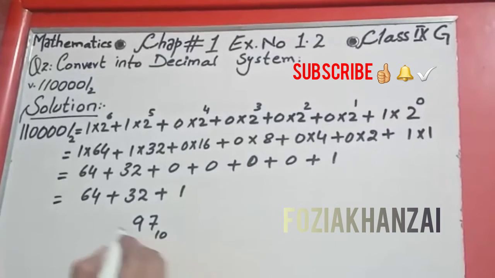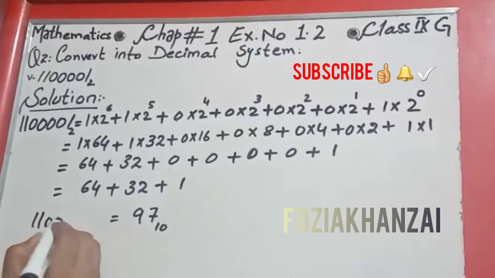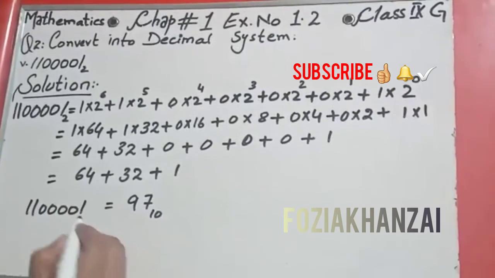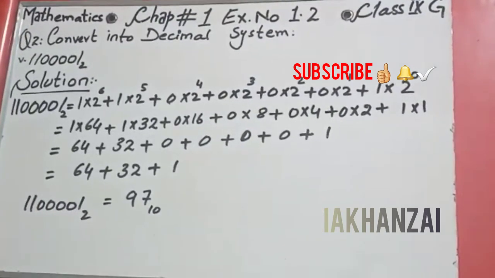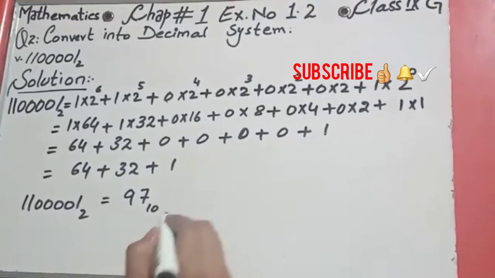97 base 10. Okay. 1100001 base 2 is equal to, in decimal system, 97 base 10 would be the answer.